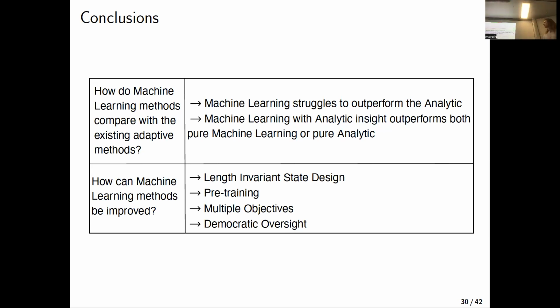And then we propose certain other improvements for machine learning. That would be the length-invariant state design, and the value of pre-training on simpler scenarios that have more meaningful information. And then we show that we can also leverage machine learning, these different models of rewards, to get multiple objectives satisfied and also have some sort of democratic oversight over the system.